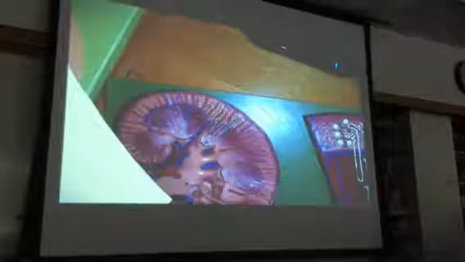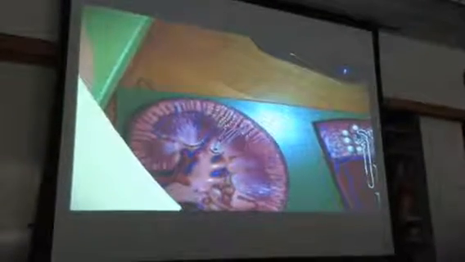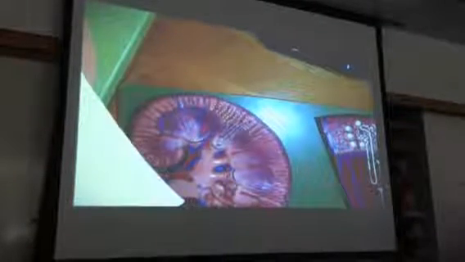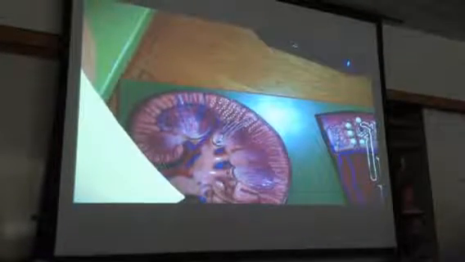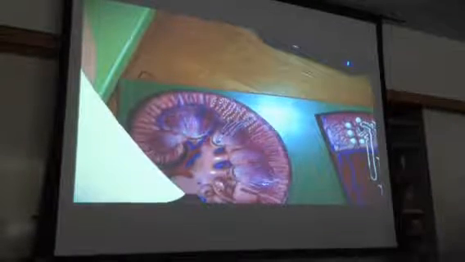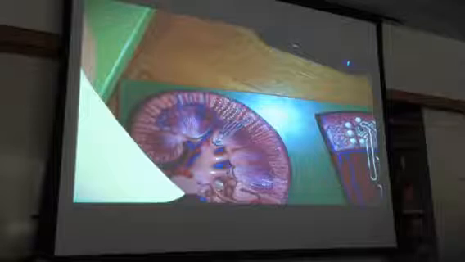Who knows the path of urine through the urinary system? Anyone do it without looking? So urine, where's the first place you see urine? It's going to be in what? Bowman's space. Then where does the urine go after Bowman's space? Proximal convoluted tubule, and it curves and twists, right?